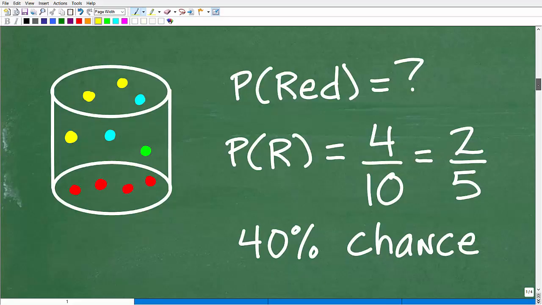All right, let's take a look at another example. Here is our jar, but now we have some more marbles in here. Let's consider the same problem. What's the probability of getting a red?